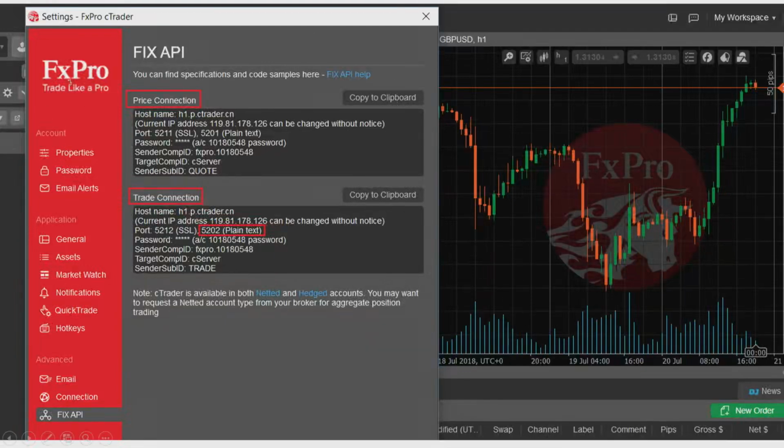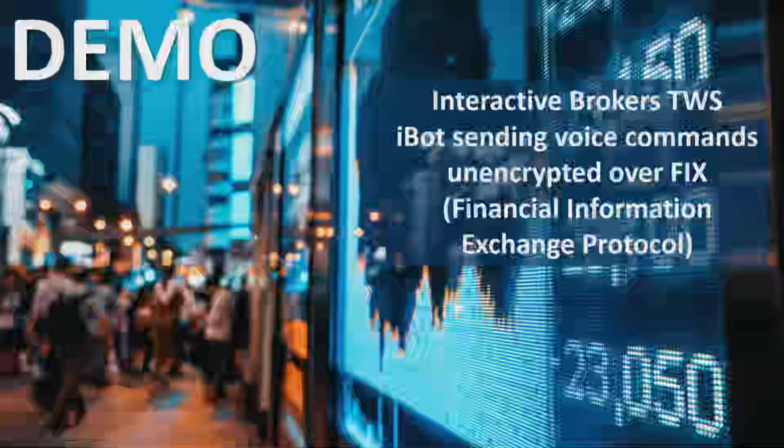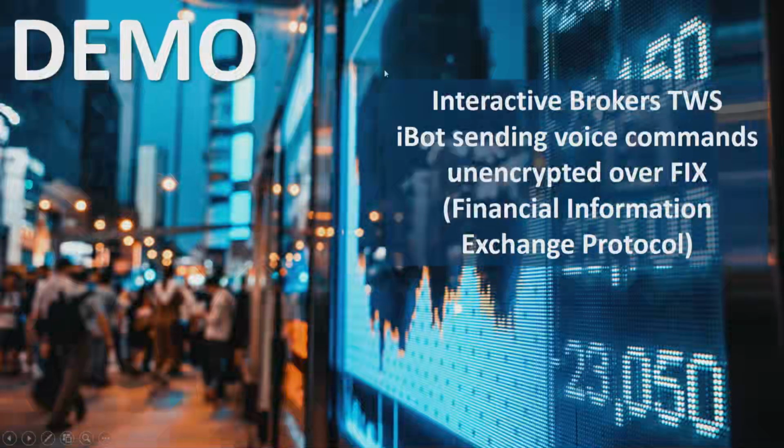Let's take a look. This is FX Pro. This is the API to receive prices and to trade. To trade, you have the endpoint over SSL, or if you choose, you can use the plain text protocol. Why not, right? Let's see a demonstration from Interactive Brokers, TWS.